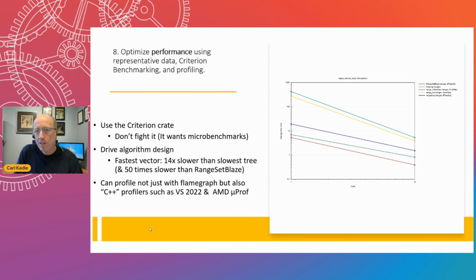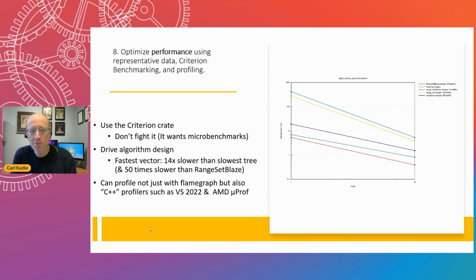Profiling is another thing you can do. You can try to find the function or functions that are taking the most of your time in your data structure and doing its operations. FlameGraph is the most popular tool in Rust for doing profiling. I find FlameGraph a little bit limited.